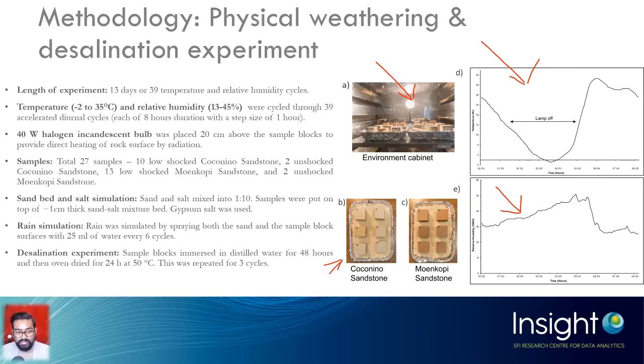We also simulated rain by spraying 25 milliliters of water every 6 cycles, followed by the physical weathering experiment. We conducted a desalination experiment in order to remove the salt taken up during the weathering experiment. So we immersed the samples in water for 48 hours and then oven dried them for 24 hours at 50 degrees Celsius. This was repeated for 3 cycles.